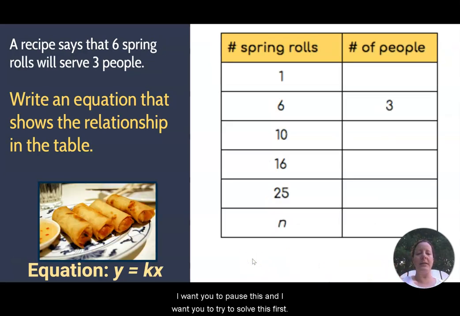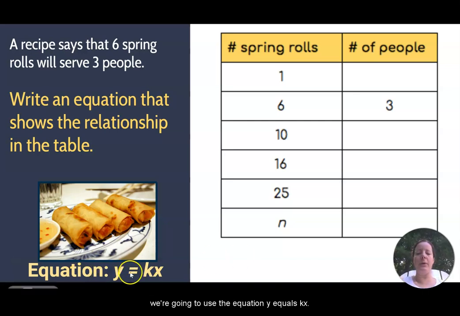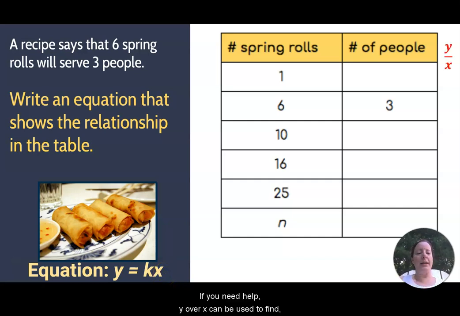All right, next example. I want you to pause this and try to solve this first. Remember, we're going to use the equation y equals kx. If you need help, y over x can be used to find the constant of proportionality. It can be used to find k. Go ahead and pause the video and try to write the equation for this problem.